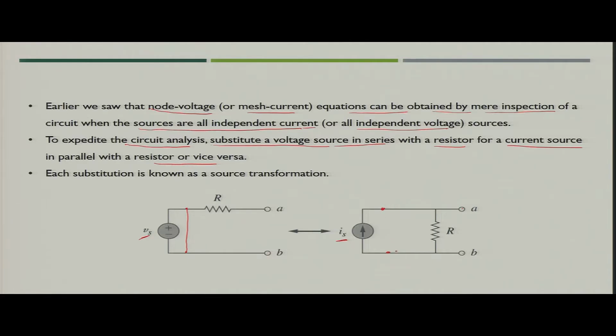So, the voltage source will be short circuited, and the current source will be open circuited. If you see this case and try to find the equivalent resistance across A B, when the voltage source is short circuited, you will see the equivalent resistance is R. Similarly, in case of the current source, if you make it open circuit, meaning it is disconnected from the circuit, then again the equivalent resistance would be R.